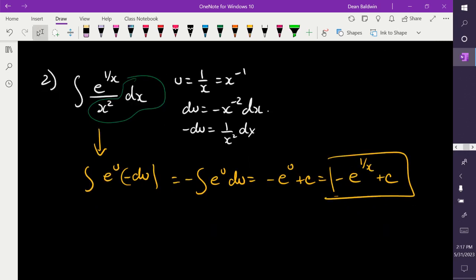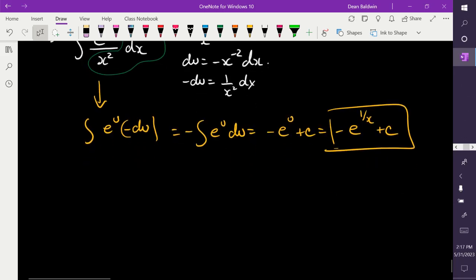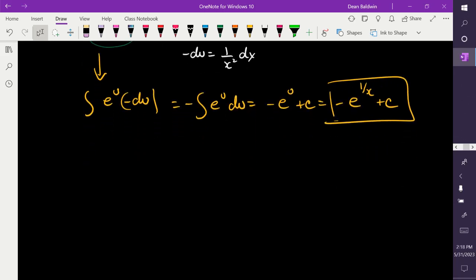All right. Let's do some. Oh, let's do a trig one. Everybody loves trig. And then we'll do a couple definites. Okay. What are we on?